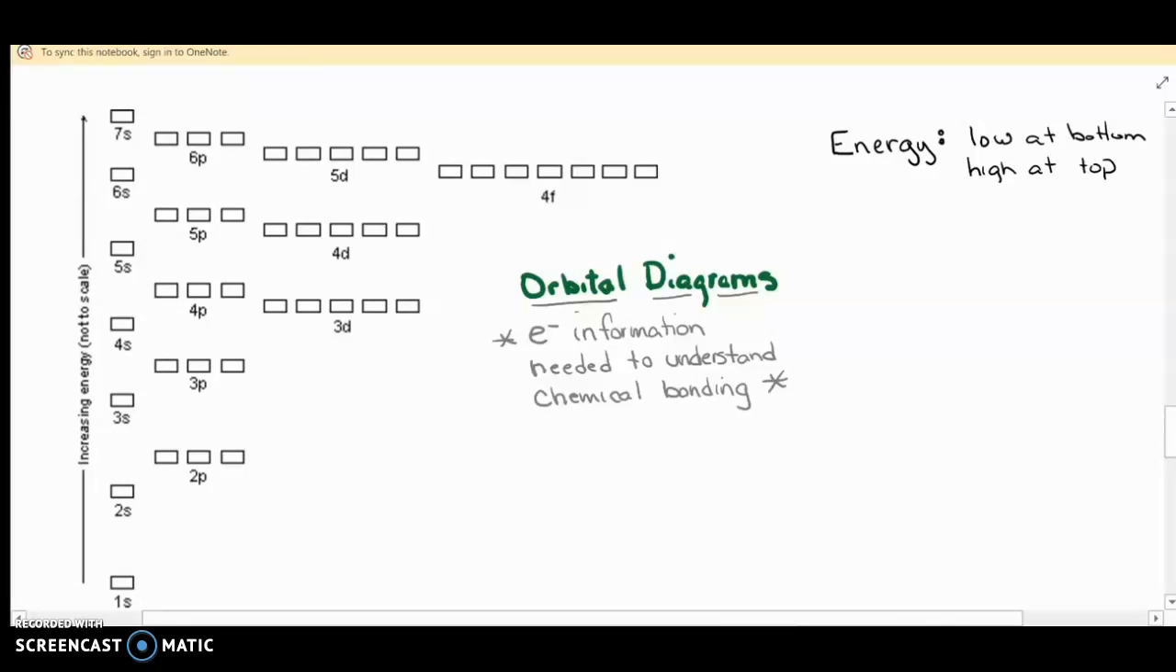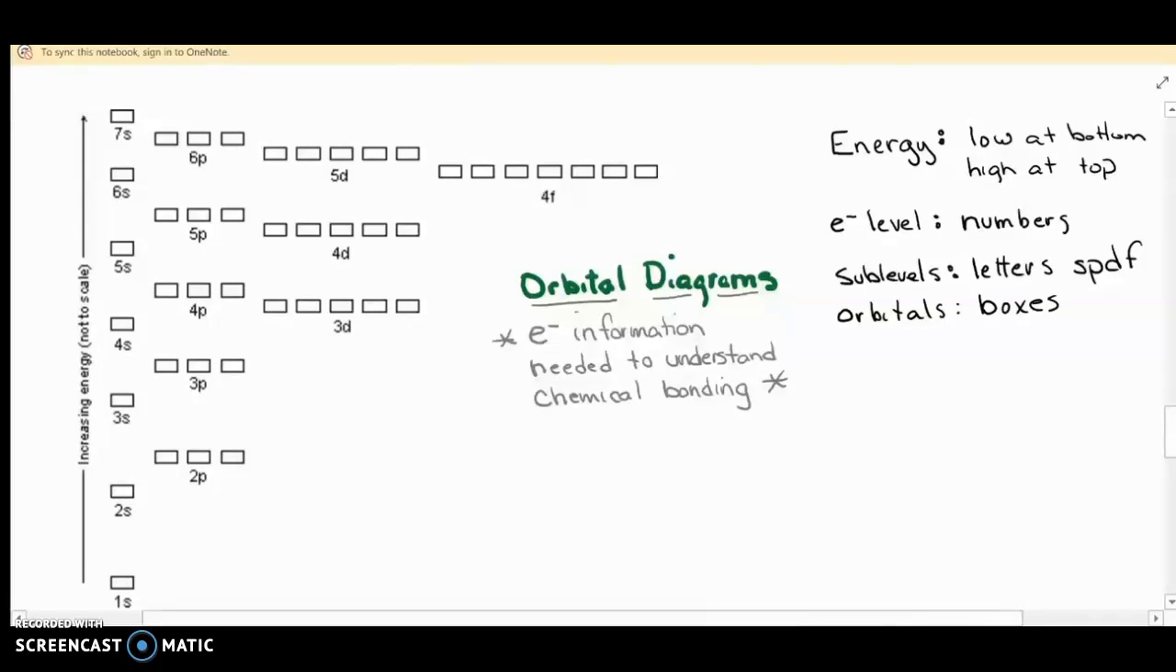I told you that the electron energy level was something up. The letters are S, P, D, and F. The electron orbitals are the boxes, and electrons themselves are arrows.